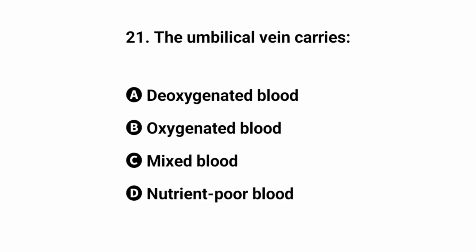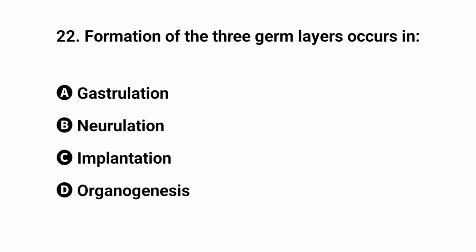Question number 21. The umbilical vein carries. The right answer is B. Oxygenated blood. Question number 42. Formation of the three germ layers occurs in. The right answer is A. Gastrulation.